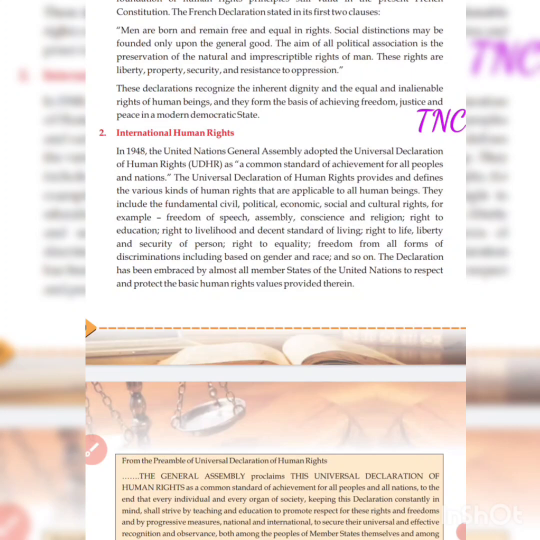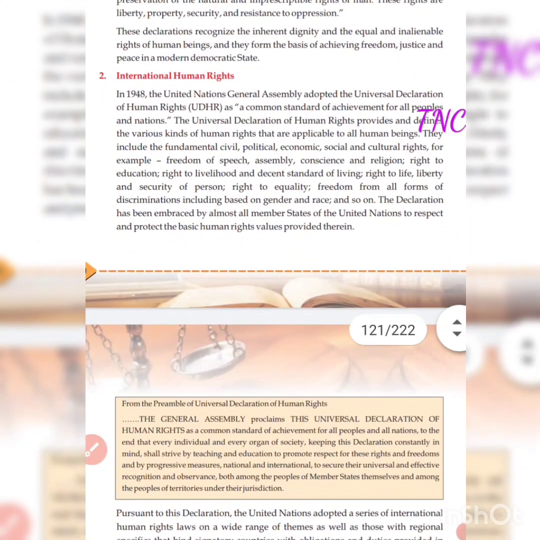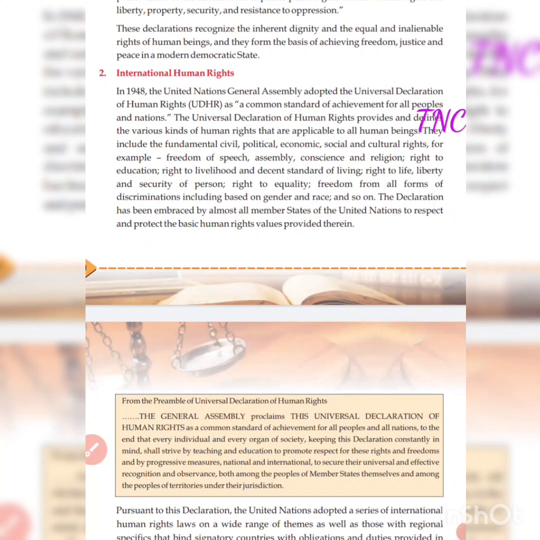The Universal Declaration of Human Rights provides and defines the various kinds of human rights that are applicable to all human beings. As I said, if it is something on the international level, then it will be applied to each and every person around the world, and it will be agreed upon and applied by all the nations as well. If all nations agree on it, only then will they apply it to their citizens, isn't it? So these are some international human rights or rules that will be applicable to all humans.